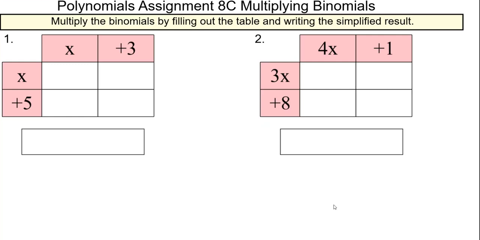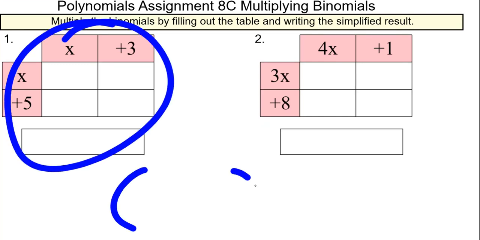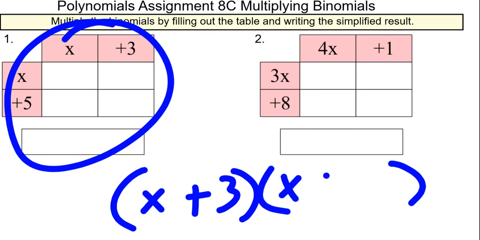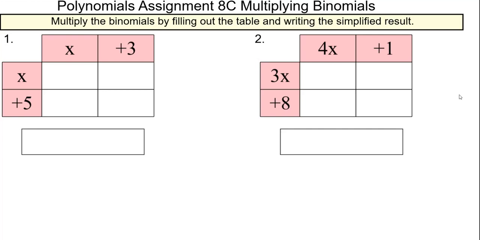Here, we are multiplying binomials. This problem right here is really x plus 3 times x plus 5. It is already set up in the table. So, let's fill out the table.